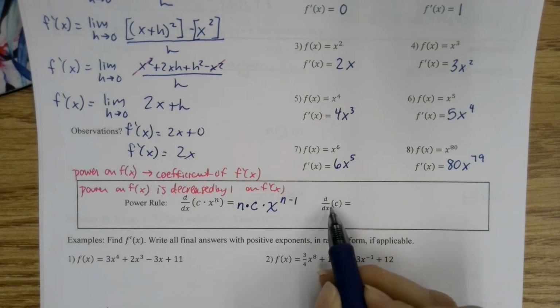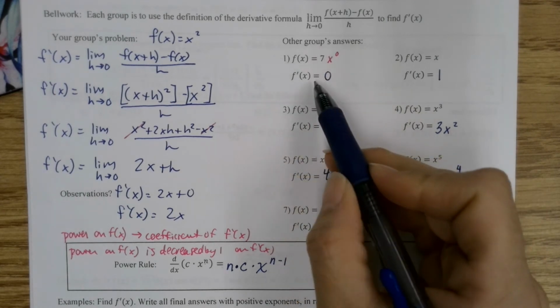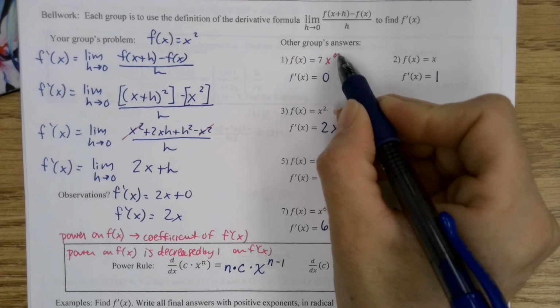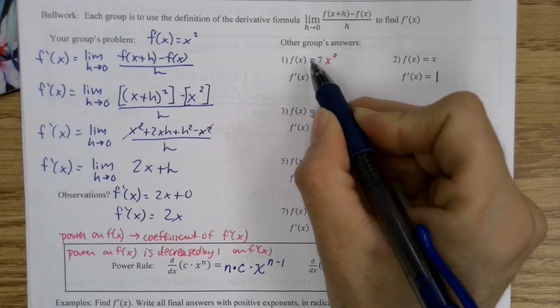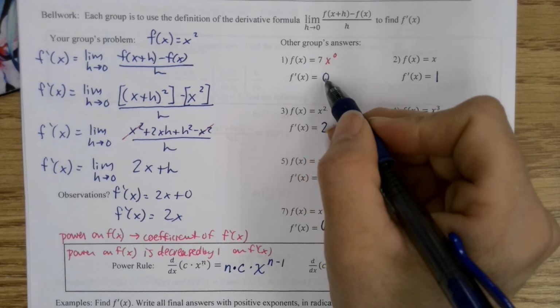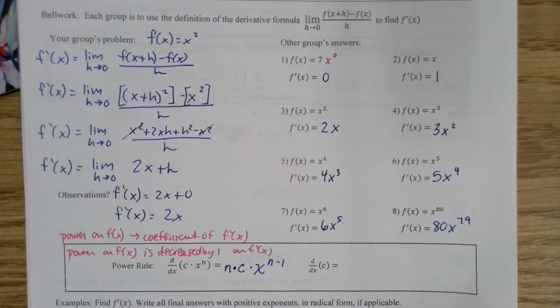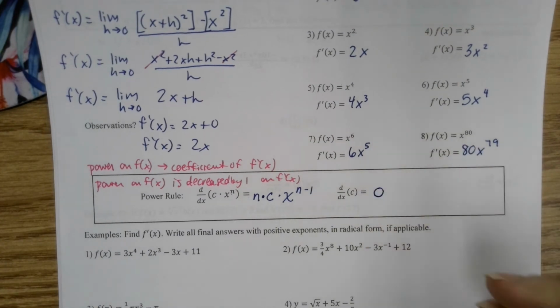If I had just the derivative of a constant, we can look at example number 1 up here. That power rule still applies. The power behind the scenes, it's x to the 0, is 0. 0 times 7 is 0. And my power, well, at that point, it's 0 times anything. So we're looking at a 0 here. So that means the derivative of a constant is always going to be 0.